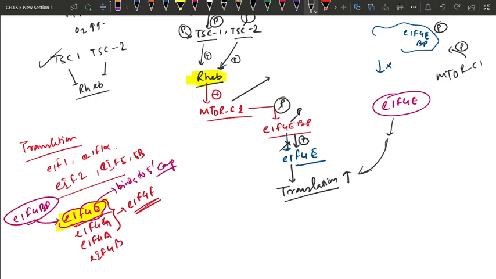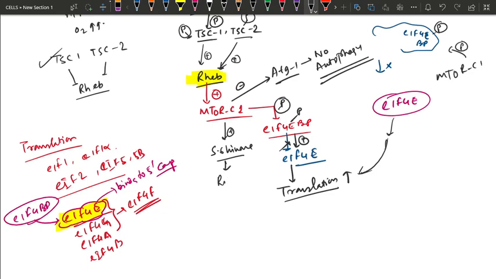This mTORC1 will inhibit an important protein that is known as the ATG1. It will inhibit ATG1 protein, and there will be no autophagy. You just have to know that mTORC1 actually inhibits autophagy. So if there is high ATP and high oxygen condition, there will be no autophagy because mTORC1 will be prevalent. Okay, this will also activate an important protein known as the S6 kinase, and it helps in the ribosome synthesis. And as a result of that, translation will be more.